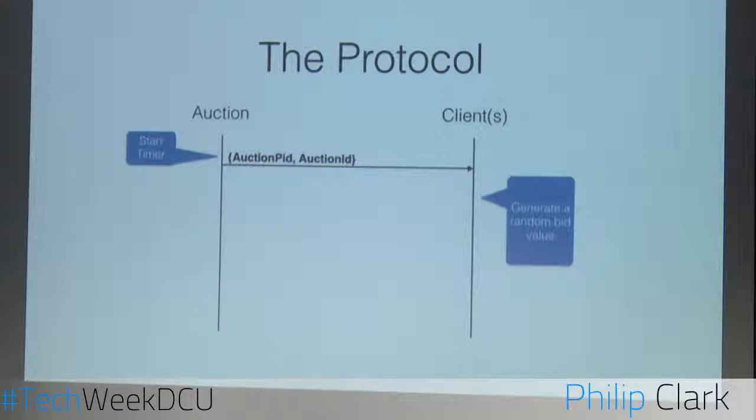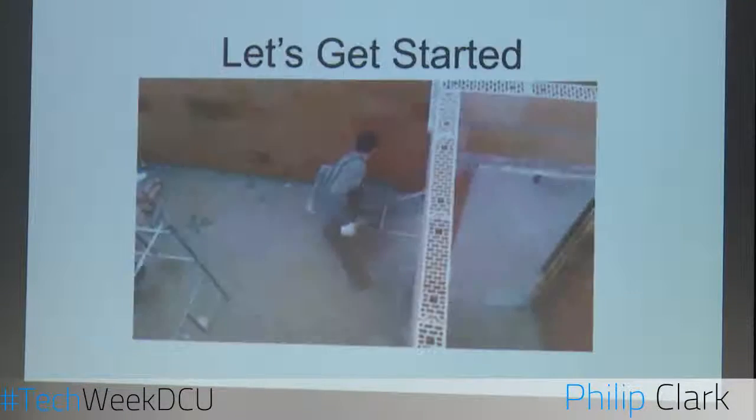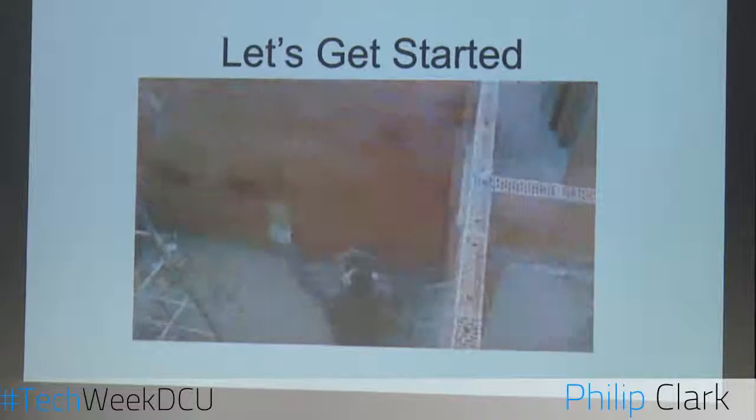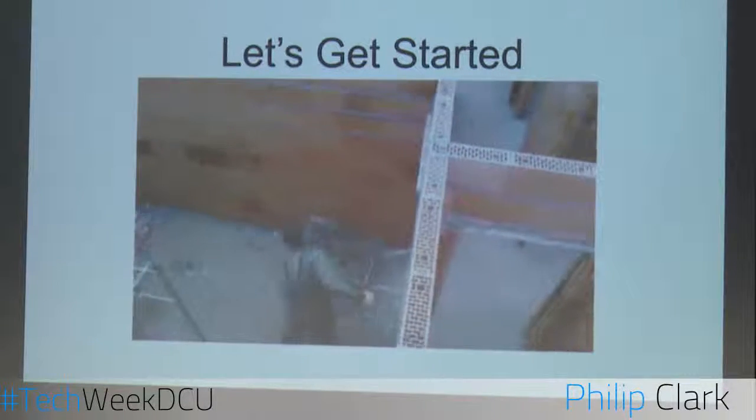The clients in this case aren't going to communicate to any third parties, so all they're going to do is generate a random bid value. And then they want to communicate back to the auction process by sending their own client process ID and the auction ID, which is an indicator that they're in the correct auction, and the bid, which is going to be the bid value. The auction process will then eventually stop the timer and pick the bidder with the highest value. So, armed with our knowledge of message passing and processes, we can get started trying to write some code.